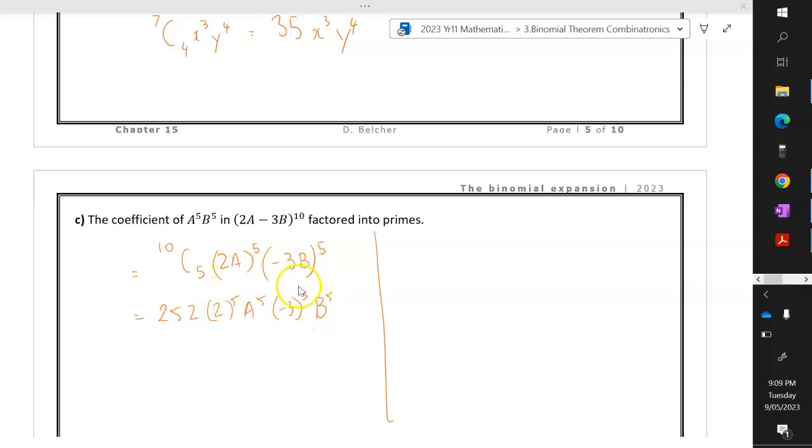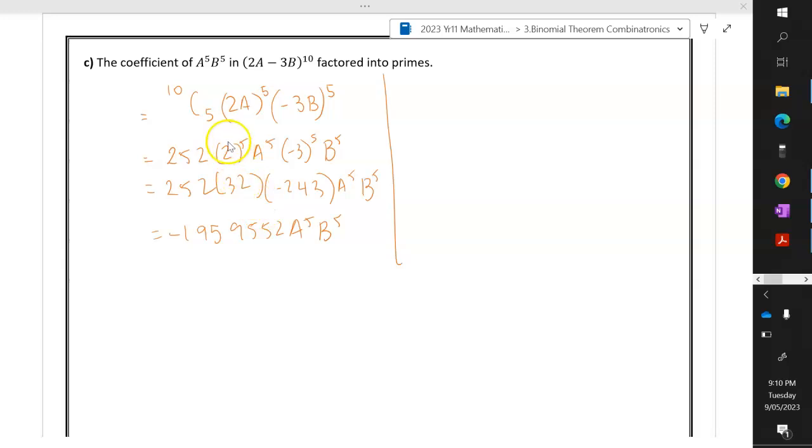Now let's work out what 2 to the 5 and minus 3 to the 5 are, and we'll multiply that by 252. So I just calculated 32 is 2 to the 5, minus 243 is 3 to the 5. Multiplied those together with the 252, and this is the big value that I got, and I've just popped in a to the 5, b to the 5. Now that's the term with a to the 5, b to the 5, and this value here is the coefficient of that term.